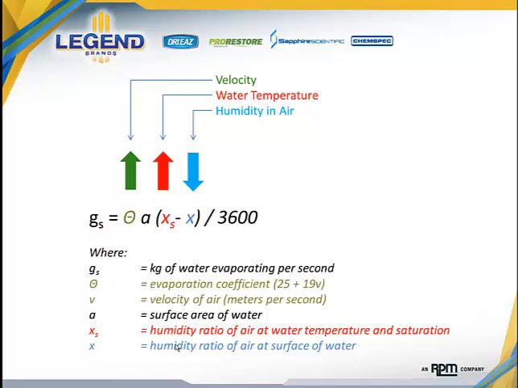With these factors considered, we understood that the velocity of air was actually a multiplier in the evaporation rate. It's one of the most influential factors in the process. When we take a look at the water temperature and the humidity of the air, it creates a differential where we see x minus x in the calculation. The greater the difference between these two components, the greater the potential evaporation rate. We discussed this as being a vapor pressure difference.